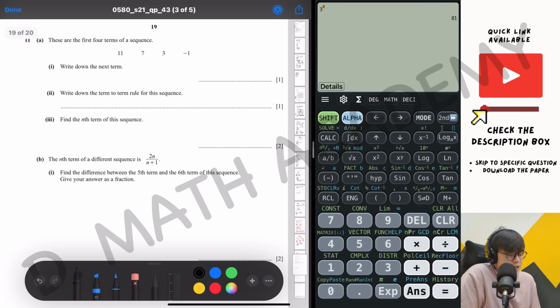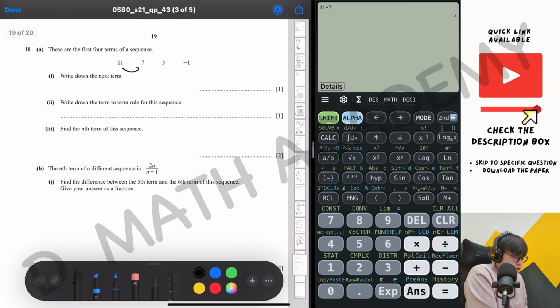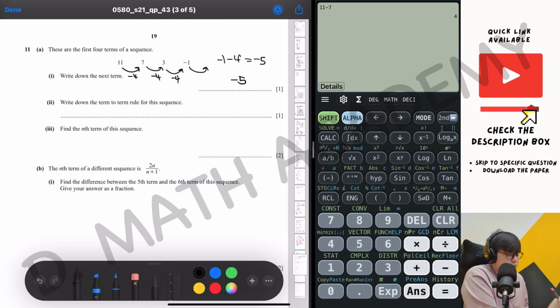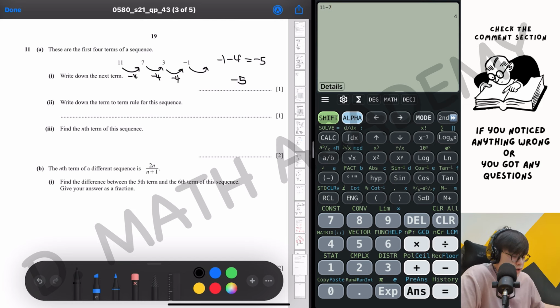So we are at our last question now, question 11a. Write down the next terms of this. As you can see, each of the terms is actually minus 4. Hence the next term of this will be negative 1 minus 4, which is negative 5. Write down the term-to-term rule of this sequence. It is subtract 4.